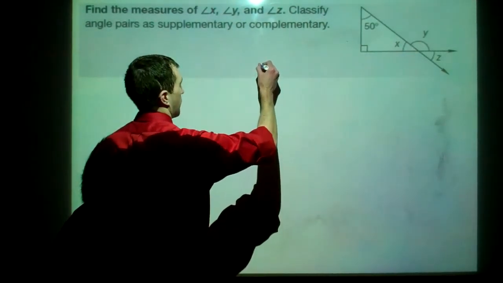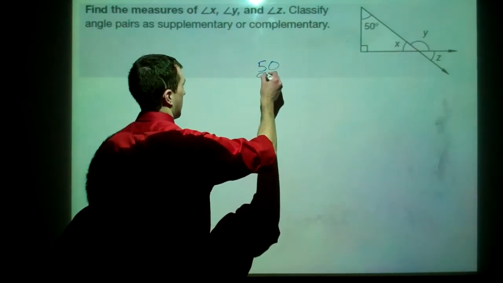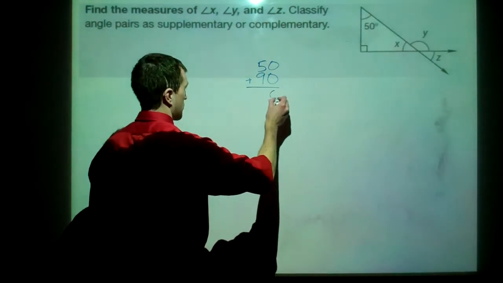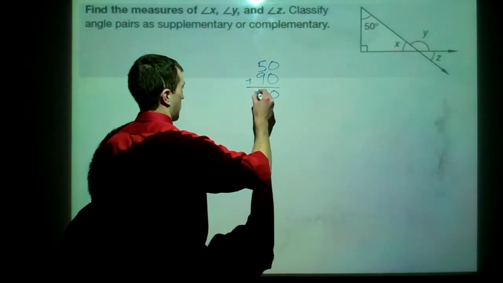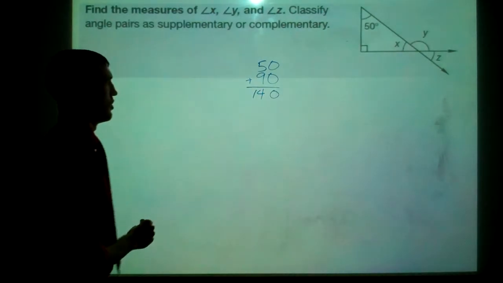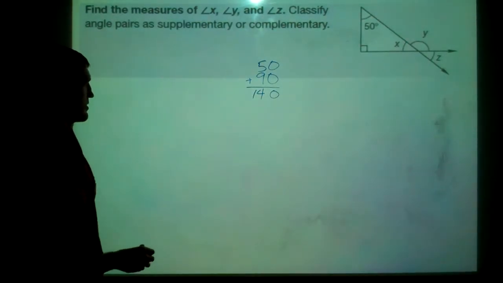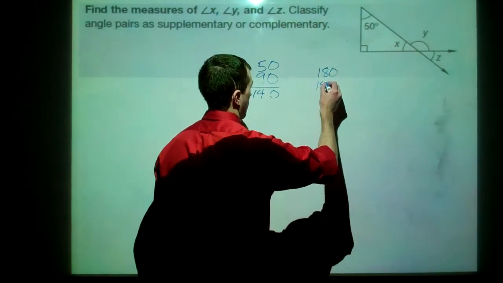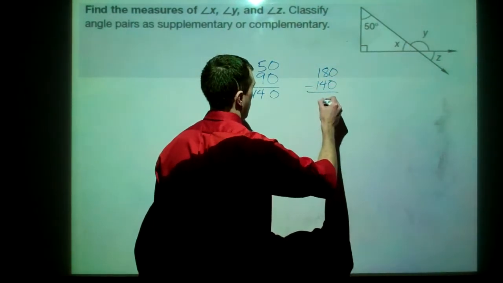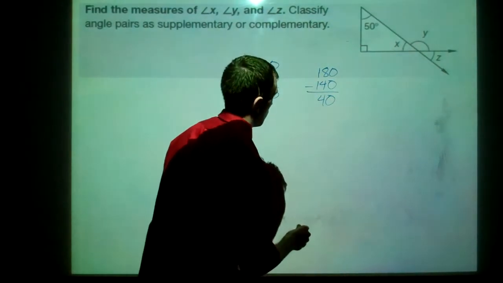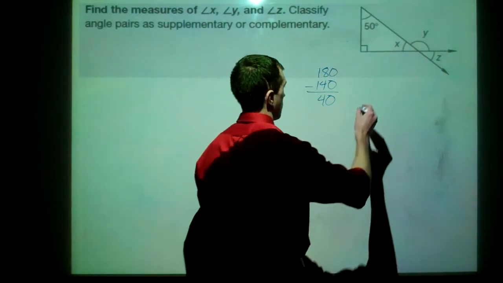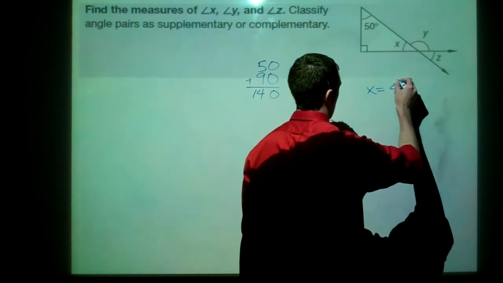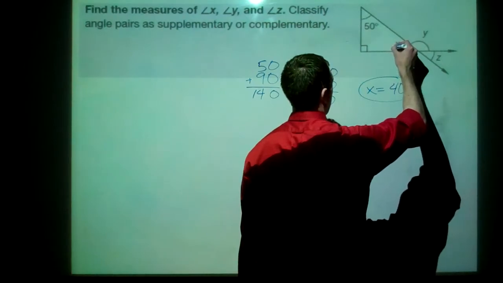So 50 and 90, add those together. 9 plus 5 is 14, so 140 degrees. That means x has to be 180 minus 140, and we'll get 40 degrees. So x equals 40 degrees. I might want to write that in there.